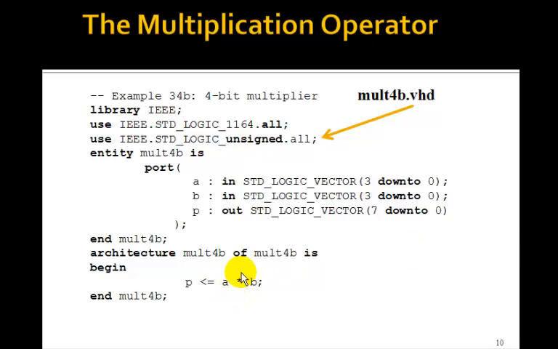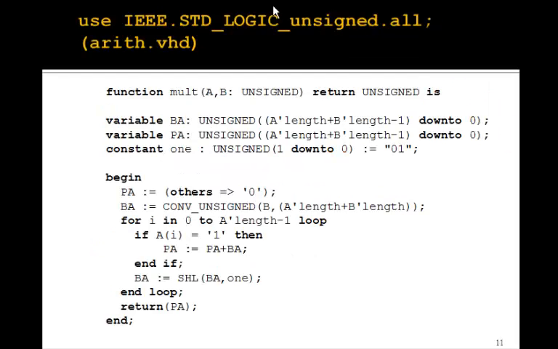You might wonder how VHDL implements that. Well, if you go look in the unsigned or arith package like we did for the addition and subtraction, you'll see what they do. Here they take a variable BA and PA. Now, the inputs are A and B, so they take A tick length, that's the length of A plus the length of B, minus 1. So in general, if these are 4 bits and 4 bits, then you'll have an 8-bit product, and that'll be 8 down to 0. So this will work for any length.